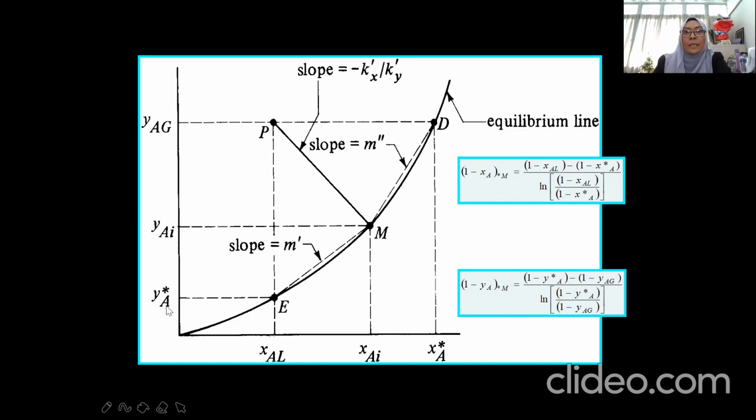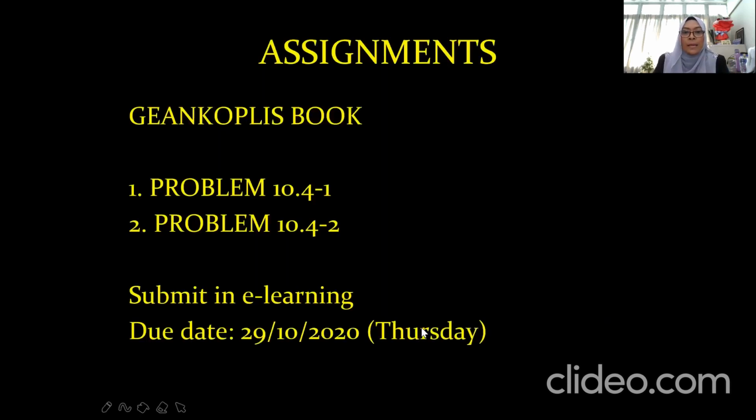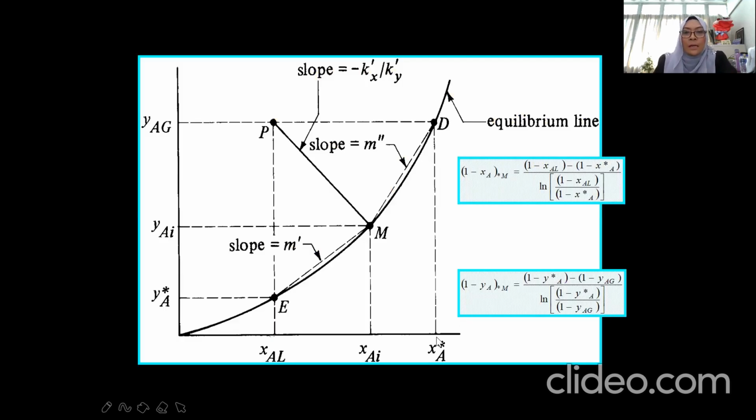So all the values in here will be using Y star A. You won't be using the I value, which is the interface value. And the same thing for the X values. What you get is X star A from the value of YAG. YAG is the bulk concentration of A in the gas phase. So you will go to the equilibrium line at point D, and you go down and you will see the value for X star A. So that's how you read it.